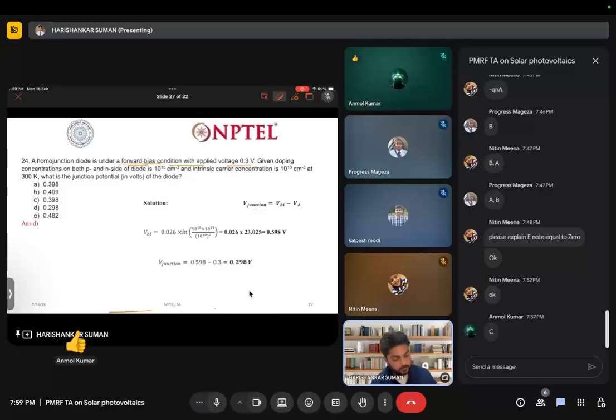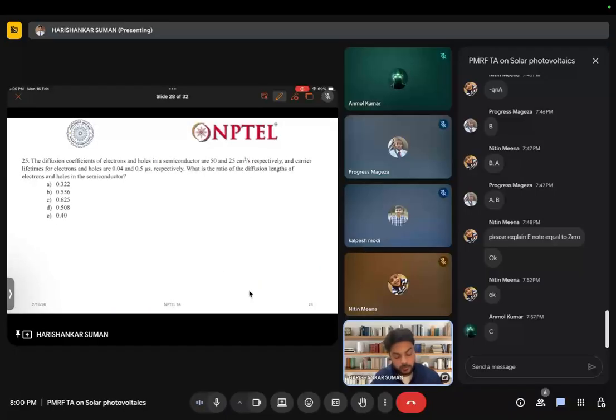Please see. First we will calculate the kT by q ln. These are the numbers: we have put 10 to the power 15 on both sides and intrinsic 10 to the power 10. So this is the built-in potential, and V here is applied. So this is the concept: under forward bias the potential barrier will reduce, so whatever we applied will get subtracted. So 0.3 will be subtracted, and you get your number. D will be the answer.